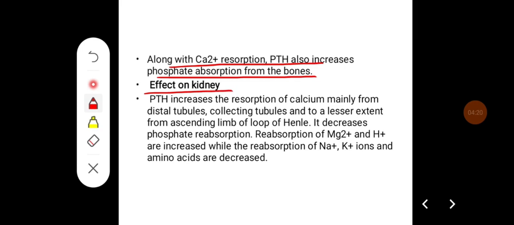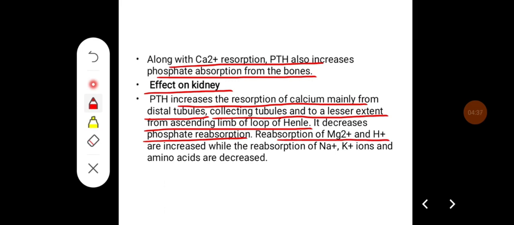The effect on the kidney. The PTH increases the reabsorption of calcium mainly from the distal tubules, collecting tubules, and to a lesser extent from the ascending loop of Henle. It decreases phosphate reabsorption. Reabsorption of magnesium and H plus ions are increased, while reabsorption of sodium, potassium ions, and amino acids are decreased.